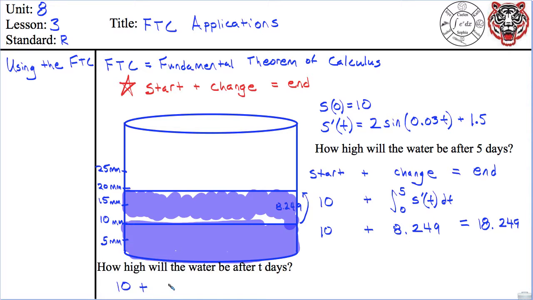Plus the integral from 0 to t, perfect, of s prime of t. And what is this going to be equal to?